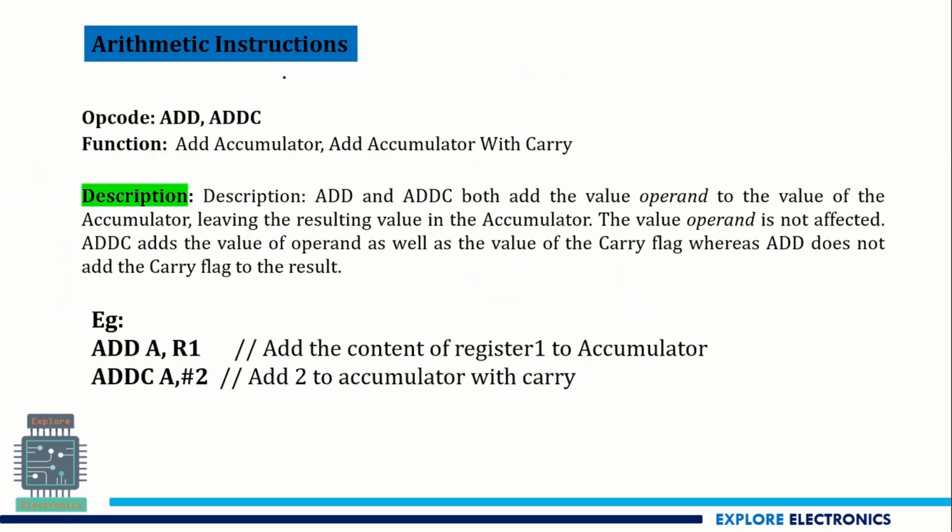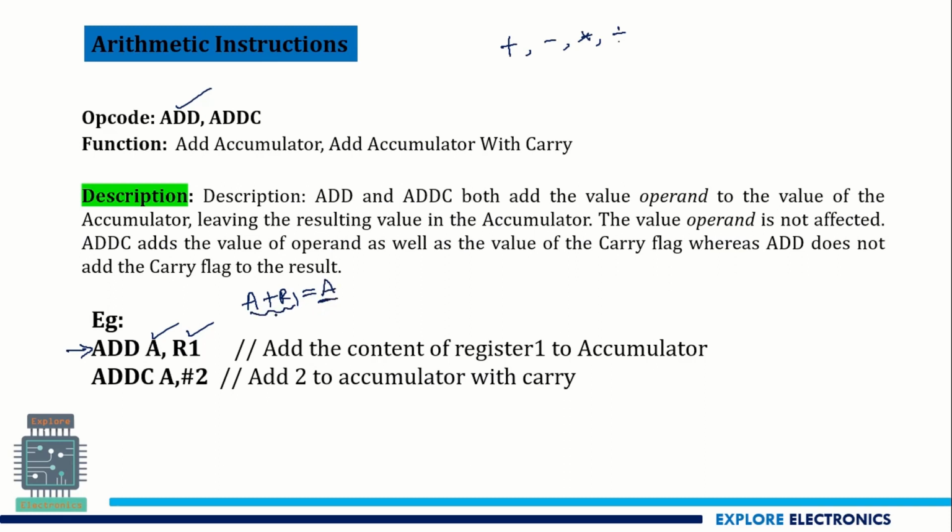Then arithmetic instructions. Arithmetic instructions, in the sense addition, subtraction, multiplication and division, we are supposed to do in the microcontroller using these. ADD is the instruction which is used for addition. ADD A, R1. If you are going to execute this instruction, what it is going to do is add A with the R1 content, and the result will be stored in the A register itself.